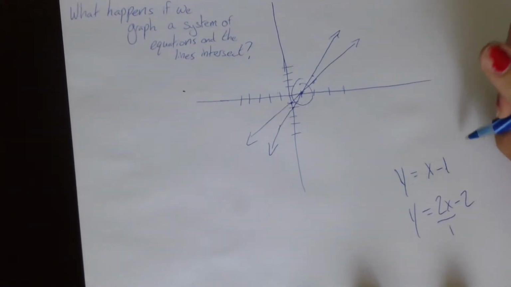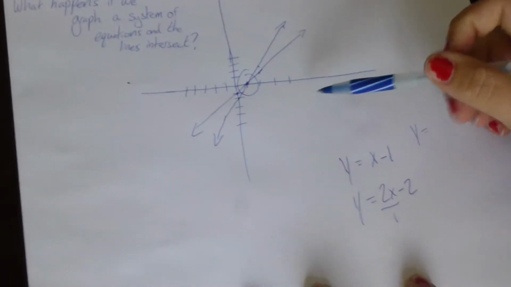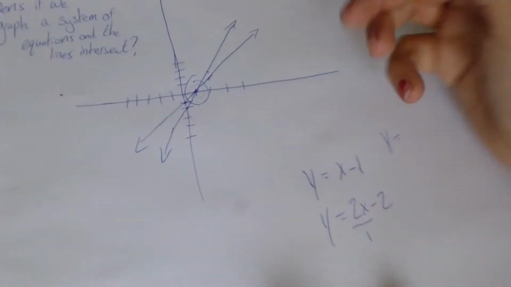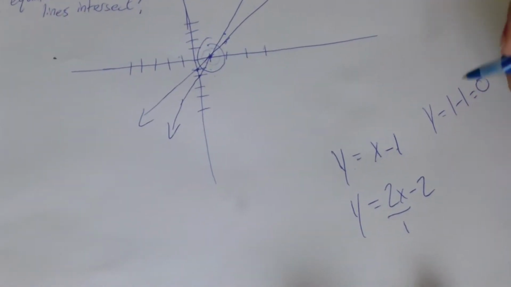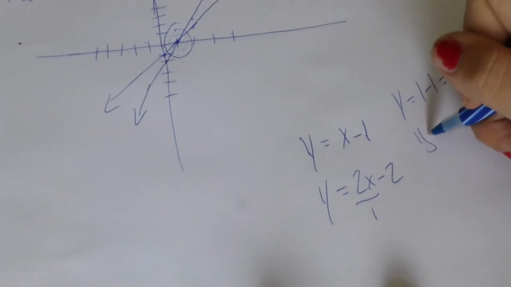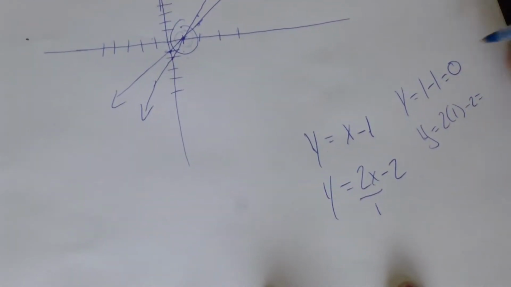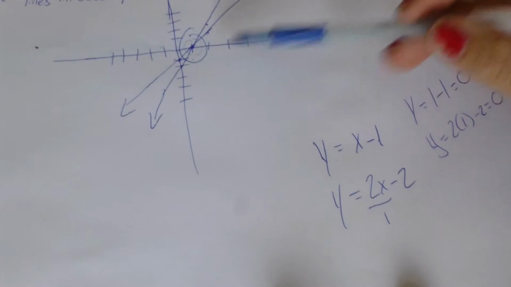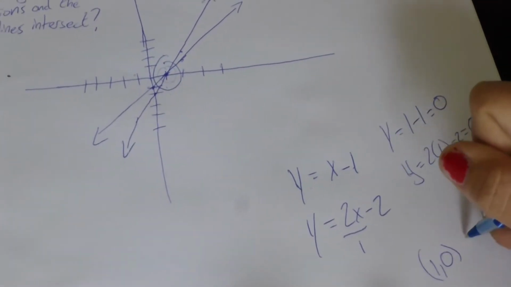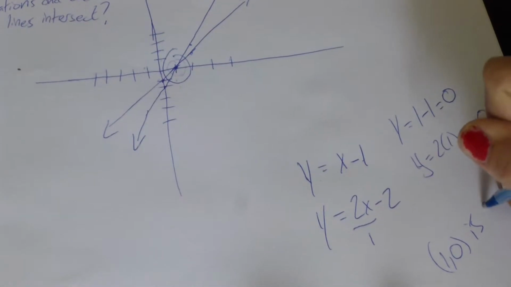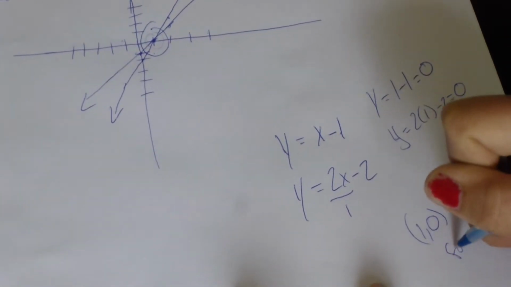So, if we plug this into the formula, we have y equals 1 minus 1, which equals 0. And then y equals 2 times 1 minus 2 also equals 0. So therefore, (1, 0) is a solution for this set.